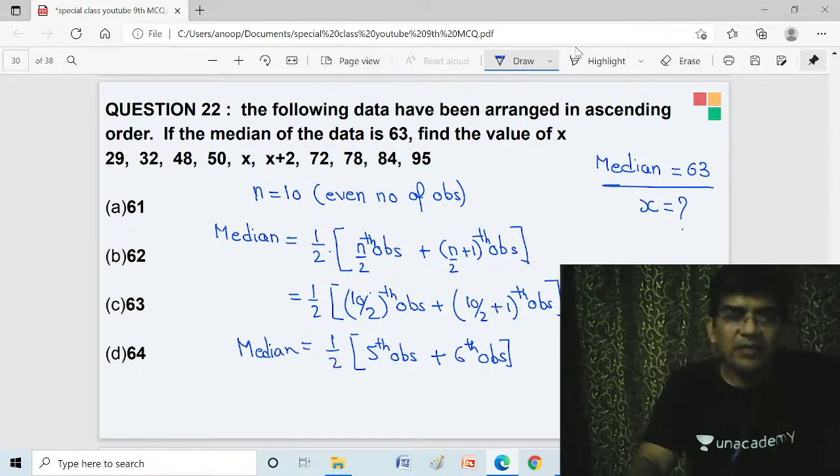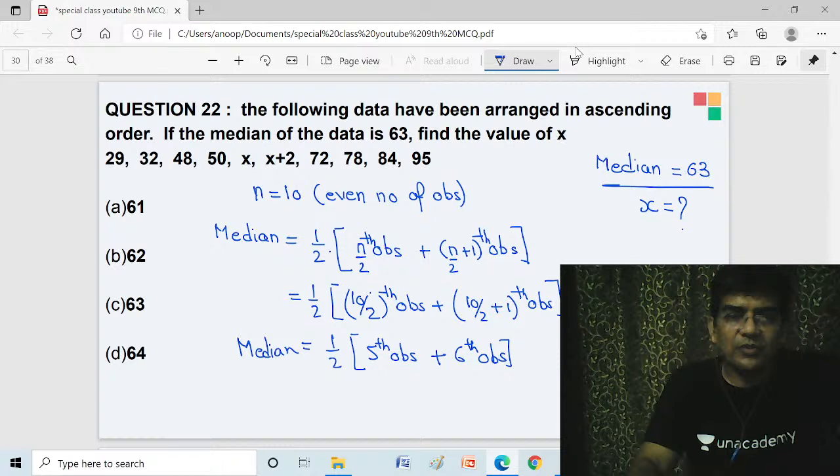As the number of observations is even, we are going to apply this formula, because we have two formulas, one for even and one for odd. Now here on the left side, this is the median, which is known to us, 63. On the right side, it is half. Then within the bracket, I have to put the fifth observation.